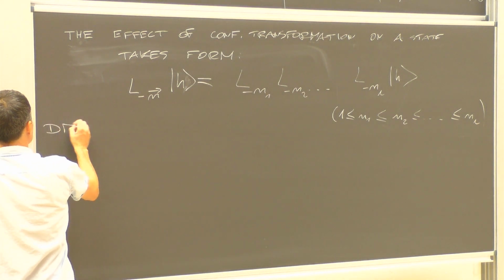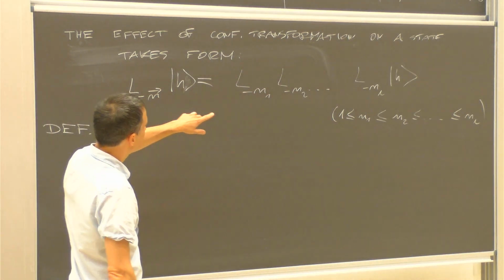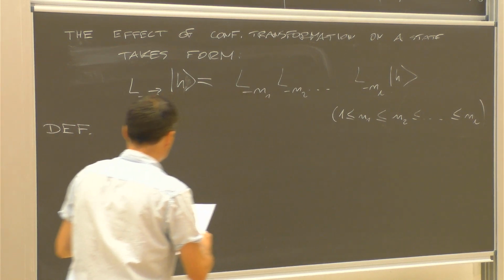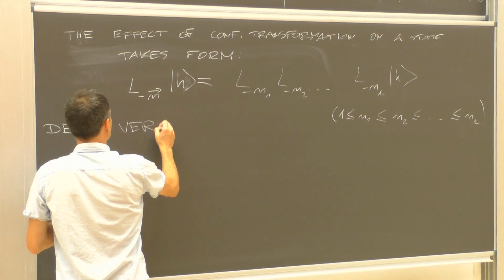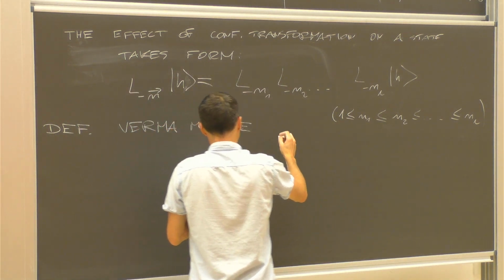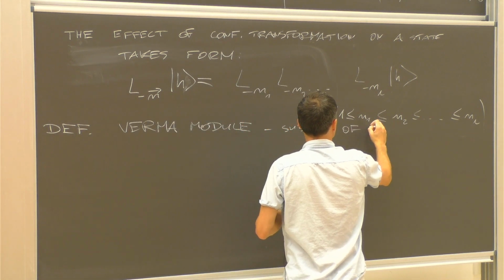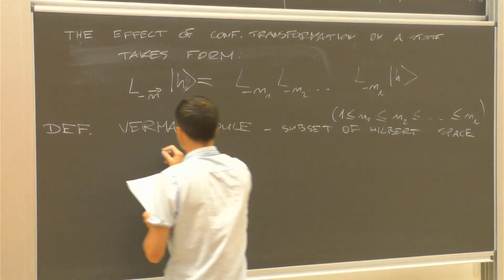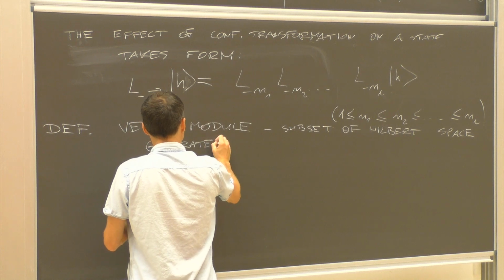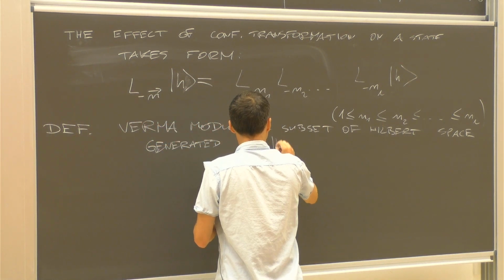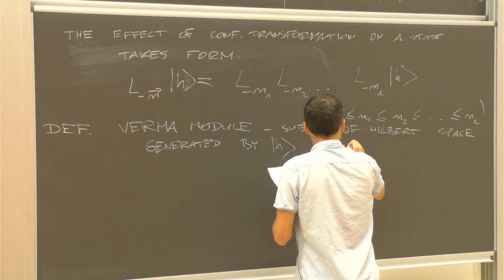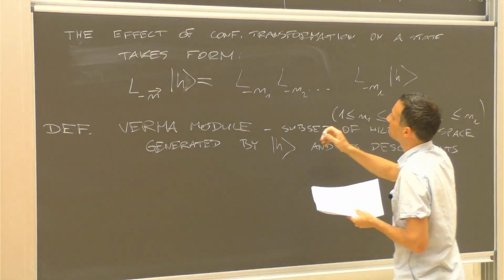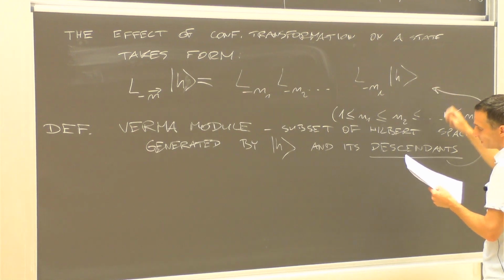And all the states generated in this way from a given state with this eigenvalue h form something which is called a Verma module. So all such states are called descendant states. By descendants here I mean all states of the following form.